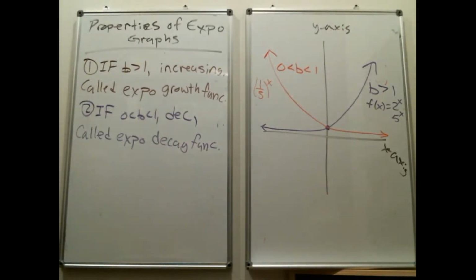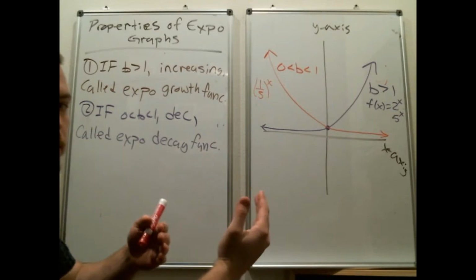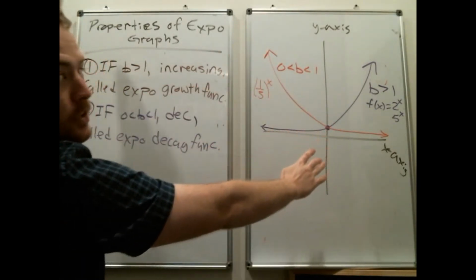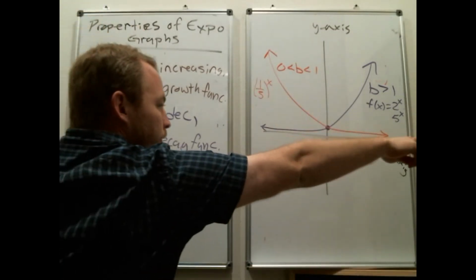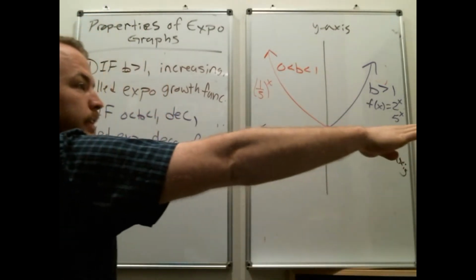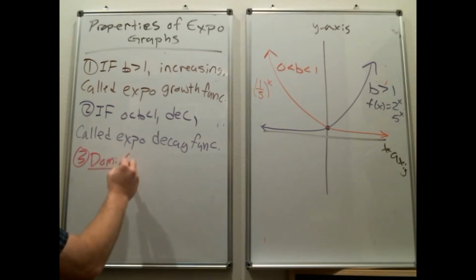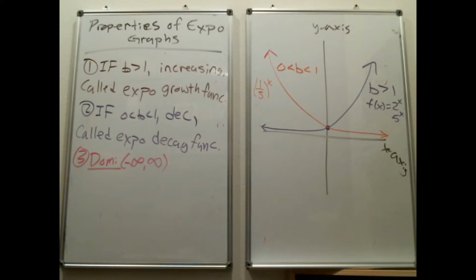Something else we can look at are the domain and range. The domain and range are going to be the same for both of these functions. So the domain are all the x values used. So the red graph keeps going to the left to infinity, and on the right side of the graph it keeps going and getting bigger and bigger. So the domain is negative infinity to infinity.